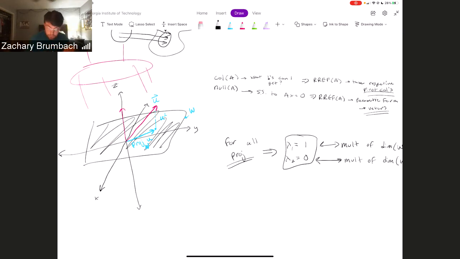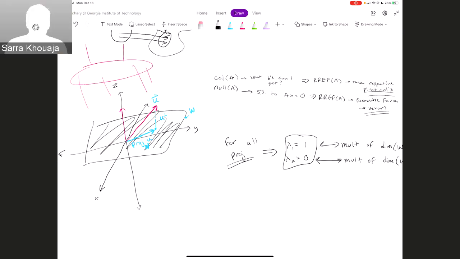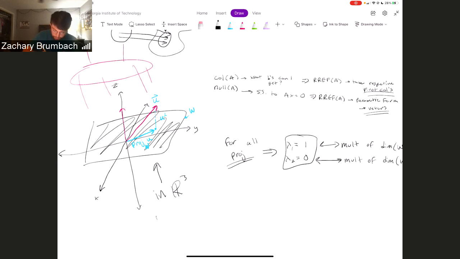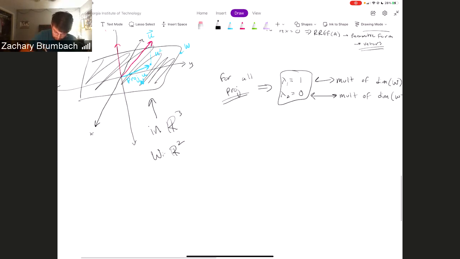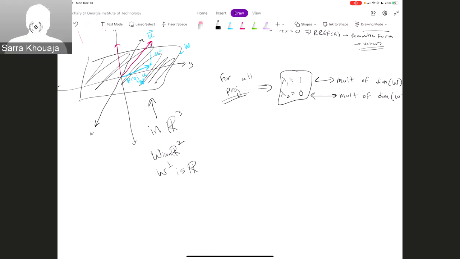But it's important to note that, again, space plus orthogonal space is the whole space that you're in. Here, we're in R3, and W is in R2. W orthogonal is R1. 2 plus 1 equals 3. Always true. If they tell you the dimension of W, you know the dimension of W orthogonal.